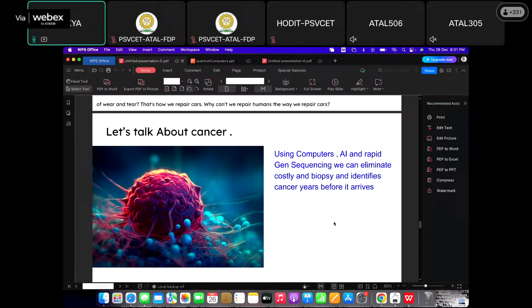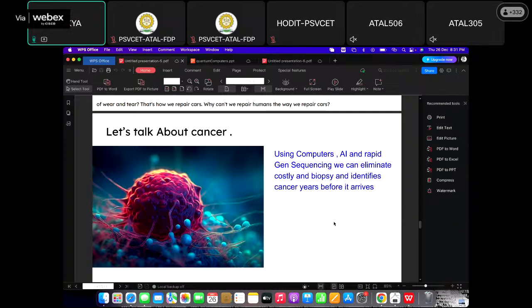We can identify the cancers years before it arrives. One more thing, with the help of quantum computers, you can check 50 plus cancers at a single time through a blood test. I repeat, with the help of quantum computers, you can check for 50 plus cancers at the same time.